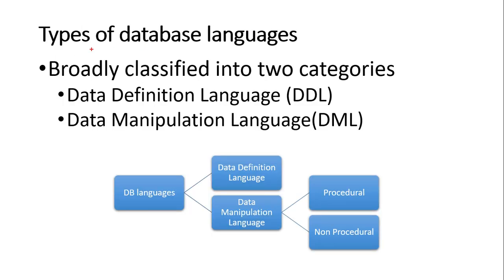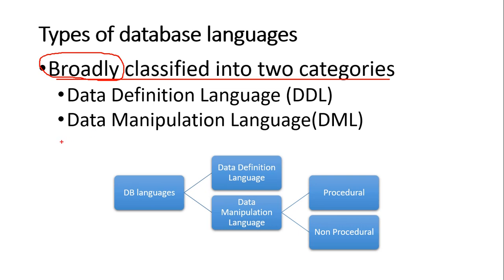The database languages are broadly classified into two categories. The word broadly is very important over here because there are other categories. There are actually four categories which are being used up. But in your syllabus as well as the book that you are referring, only two are being prominently shown. It does not mean that these two do not exist.